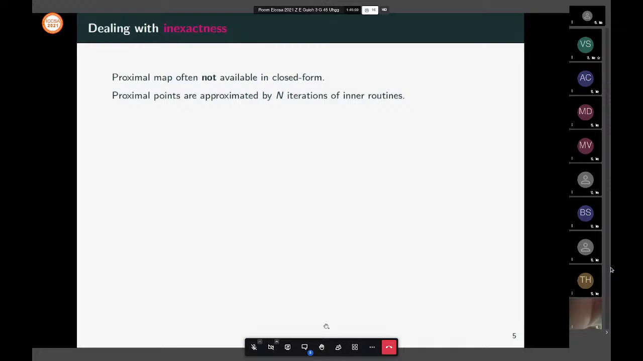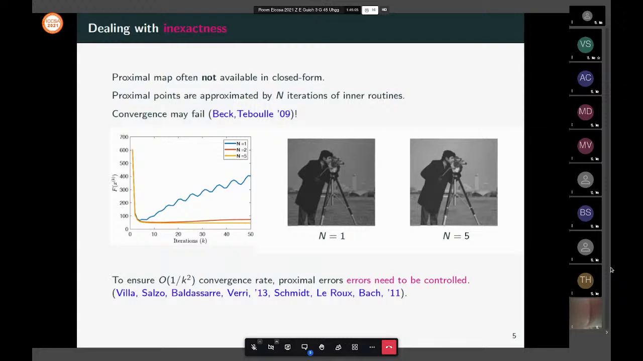And about inexactness, as I mentioned before, very often to compute proximal points, you need to solve inner optimization problems. In the original paper by Beck and Teboulle, where they applied FISTA to TV deblurring problems, so TV plus L2 fidelity with an operator, they observed that whenever the inner proximal problem is solved with a fixed number of iterations, for instance, here 1, 2, and 5 inner iterations, if the number of iterations is too small, so if you solve it in a very inaccurate way, then your global convergence may be affected. So the idea is to control somehow the errors along the iterations.